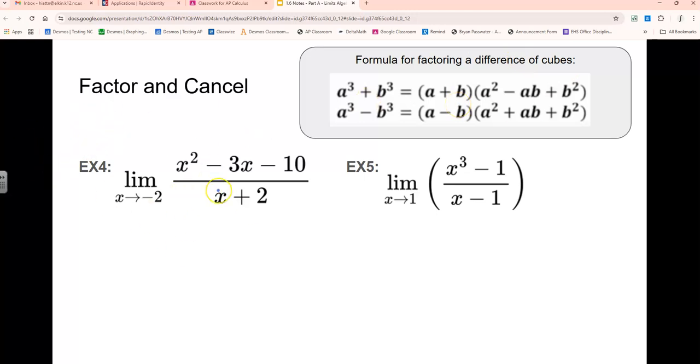But example 4 is one that we should be able to do pretty easily. What we're going to do on these is we're going to factor and cancel. Now, the first thing, again, that we're supposed to do is we're supposed to try direct substitution. So a lot of times you're going to do this in your head, or if it's calculator active, on a calculator, but I'm going to try plugging in -2.